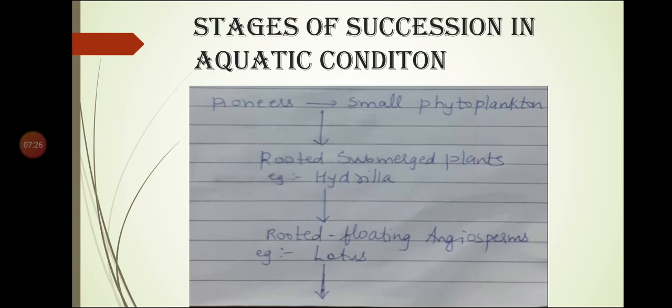Next is stages of succession in aquatic condition. When I say aquatic condition, the initial plants that are present in water are known as phytoplanktons. The pioneer plants that are present in water are known as small phytoplanktons. These phytoplanktons grow and it leads to the formation of rooted submerged plants. Example for that is hydrilla. Then it further grows and forms rooted floating angiosperms, and the example is lotus.